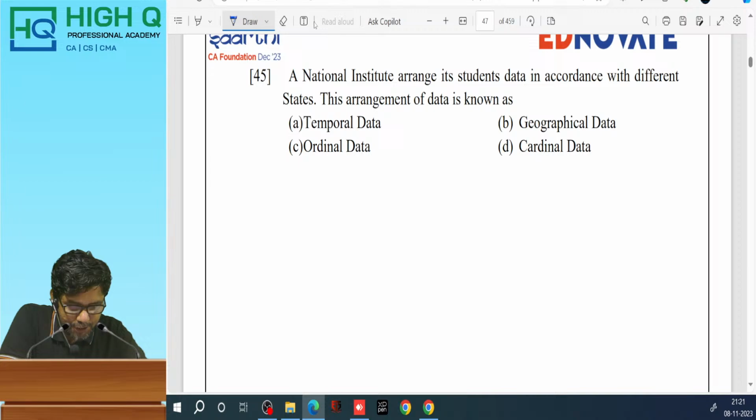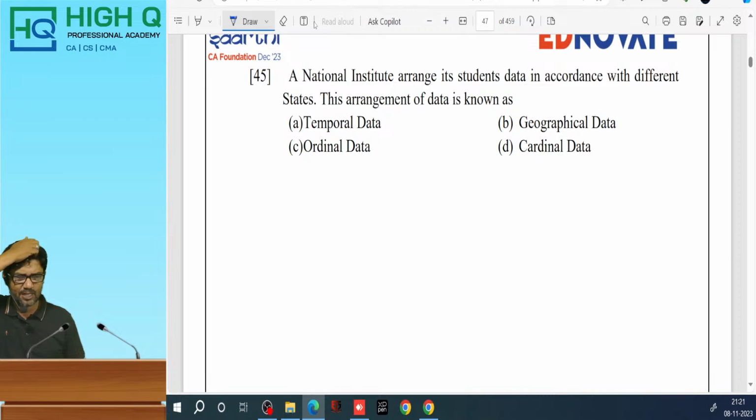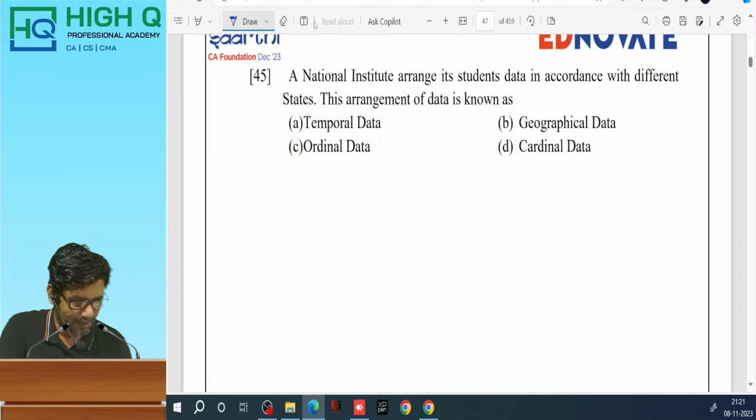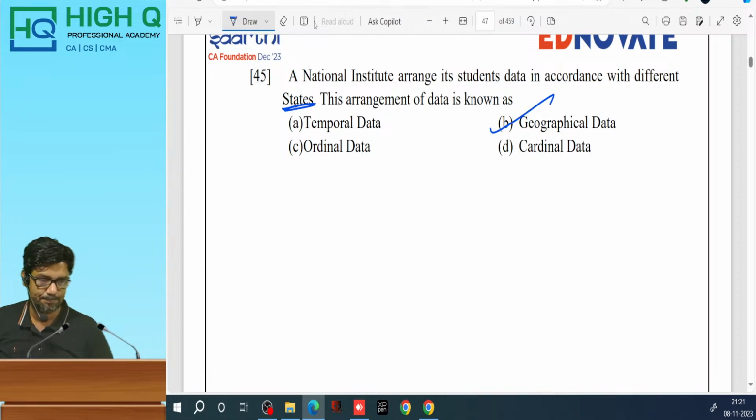A national institute arranged student data in accordance with the different states. This arrangement of data is known as... I want you to give me the answer, my dear. Chota Bhim says B. Sukita says B. Sir, it's very simple. It is different states, sir. Different states means what? It is geographical, sir. Very good.